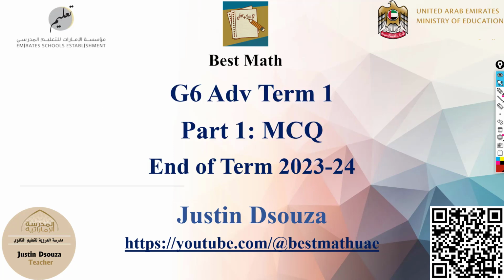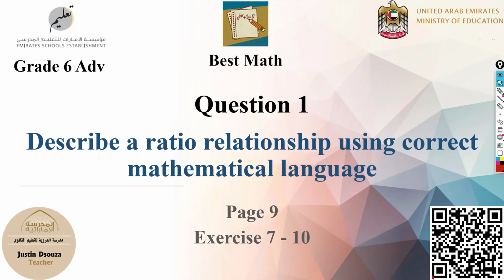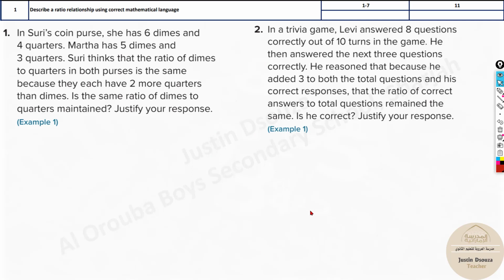Now we move on to the first part, the MCQ part. The first question is to describe a ratio relationship using correct mathematical language. Now the questions are something like this. There are different methods to solve it. I have used a method which I feel might be easier. So if you are not comfortable with this method and you know another method, please do follow that. That's absolutely fine.